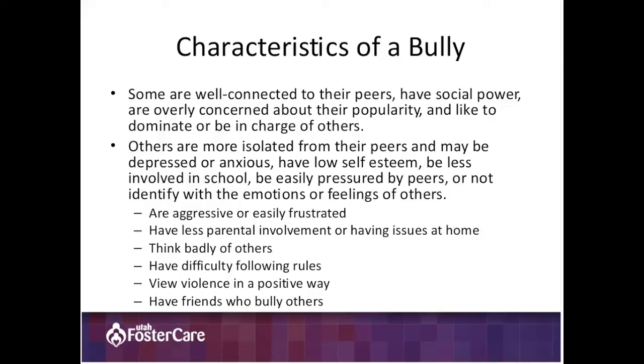They will think badly of others. They'll have difficulty following rules. They'll view violence in a positive way. Now, this is also a trait that we could see a lot of our foster kids having. It's possible that if they come from an abusive home, they will have seen violence as a way to deal with problems and issues in any part of their lives, and so they'll feel like violence is a positive way to handle problems. That's not necessarily going to be the case for every foster kid. Lots of kids, even biological children, could view violence in a negative way, but when we're talking about the characteristics of a bully, they'll view violence as a positive tool to solve problems.